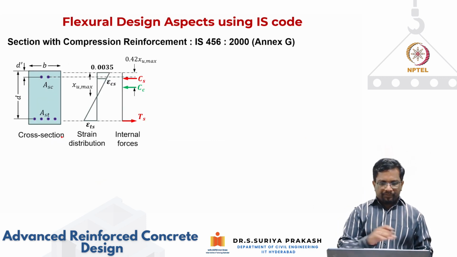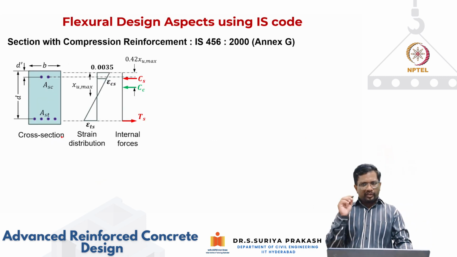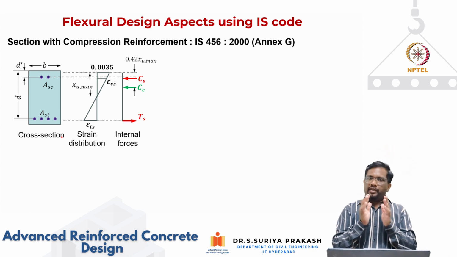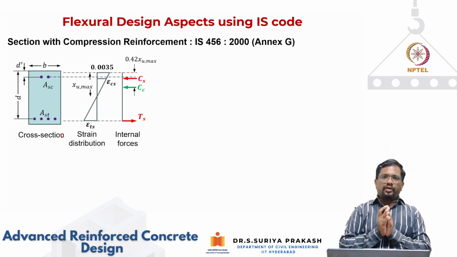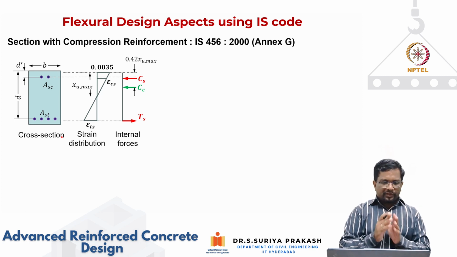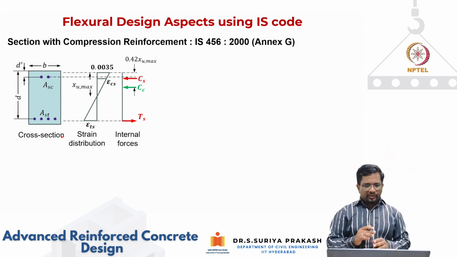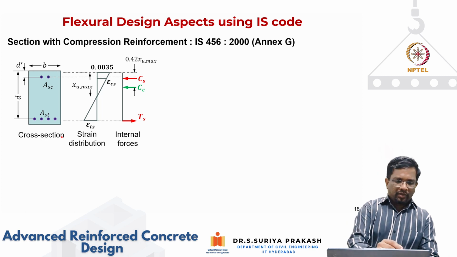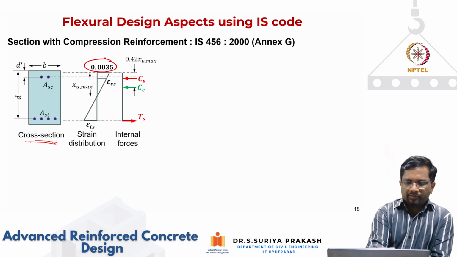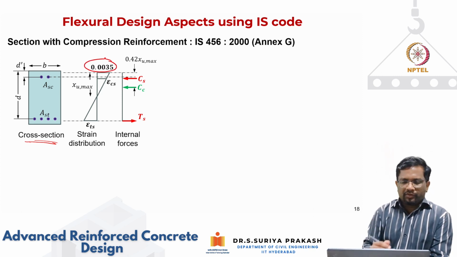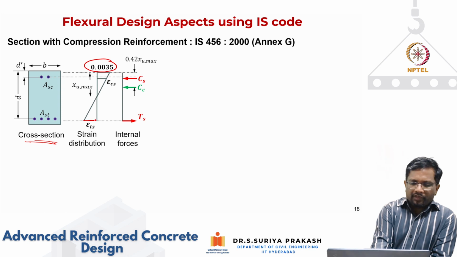Okay, right. Now let's look at it from the IS code provisions. Again, we are looking at the design stress-strain curves specified by IS 456 for concrete in compression and for steel in tension. So now let's look at the ultimate condition. I've taken a simple doubly reinforced section like this. Okay, so this is your failure condition. Epsilon Cu is 0.0035, and then we calculate the strains in the different steel.